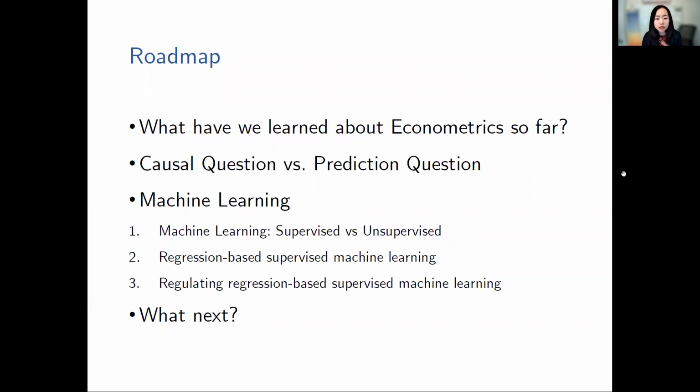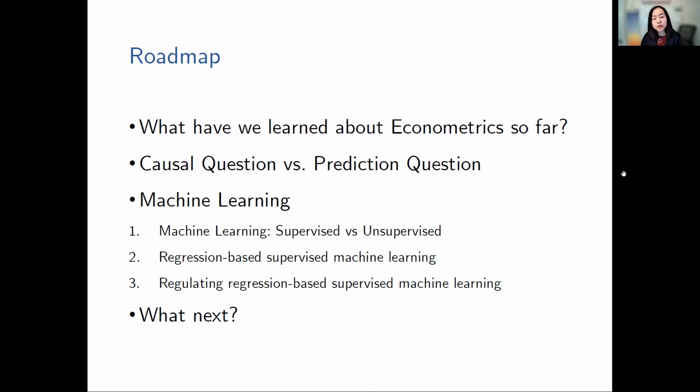We're going to talk about what we have learned about econometrics so far. And then I'm going to compare causal questions and prediction questions. We have two major types. I would say if you get a quantitative question, it's either causal or prediction. Okay, so machine learning will mostly solve prediction questions. Sometimes it could also be used to solve causal questions, but that's not commonly used right now.